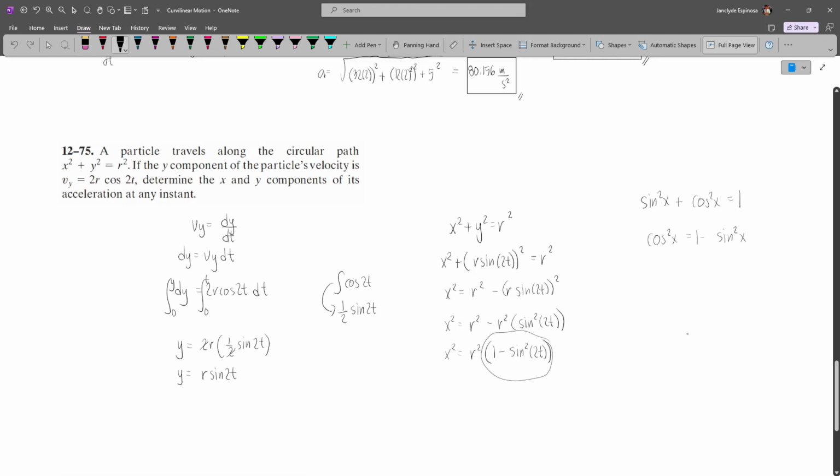Now since this takes the same form as this one, then we can actually change 1 minus sine squared 2t into cos squared 2t. So we now have x squared equals r squared, and then this will become cos squared 2t, because this is what's inside. So cos squared 2t, and then to get x, we will take the square root of both sides. So the square root here, and then the square root right here, this will be removed, and all of these exponents will also be removed. And so we have x equal to r cos 2t.